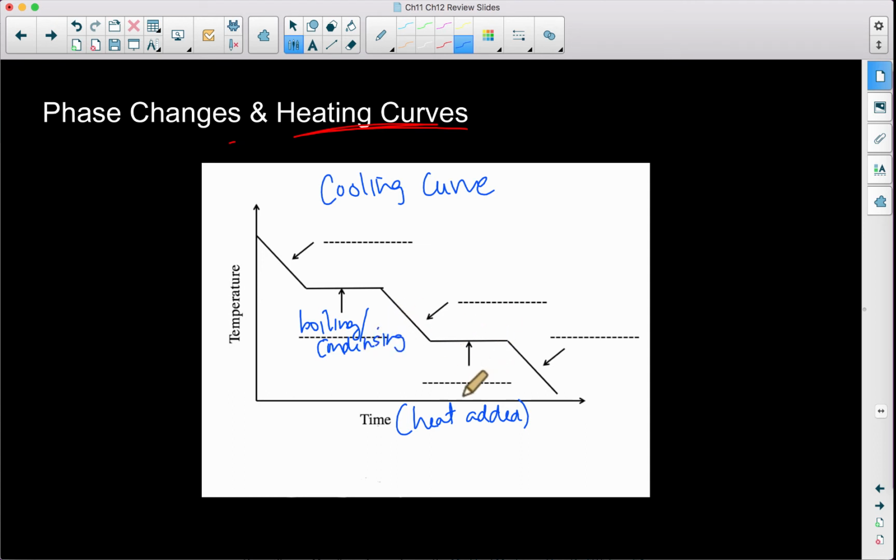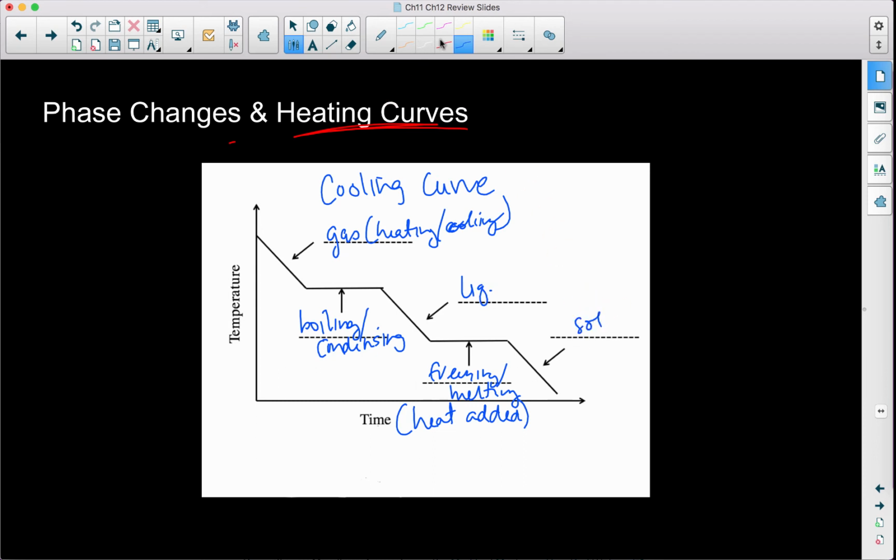Which means that this must be freezing or melting, depending on which direction we're reading the curve. Yes? Here, what do we have? Here we have gas heating or cooling. Here, that means this must be our liquid, and this must be our solid.